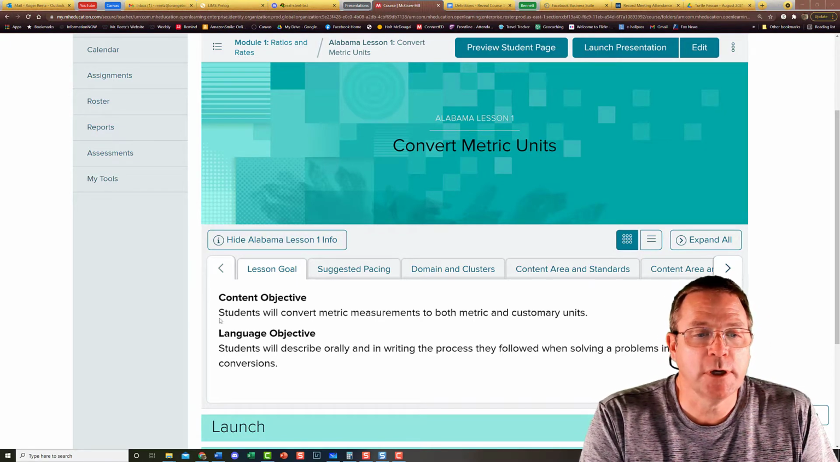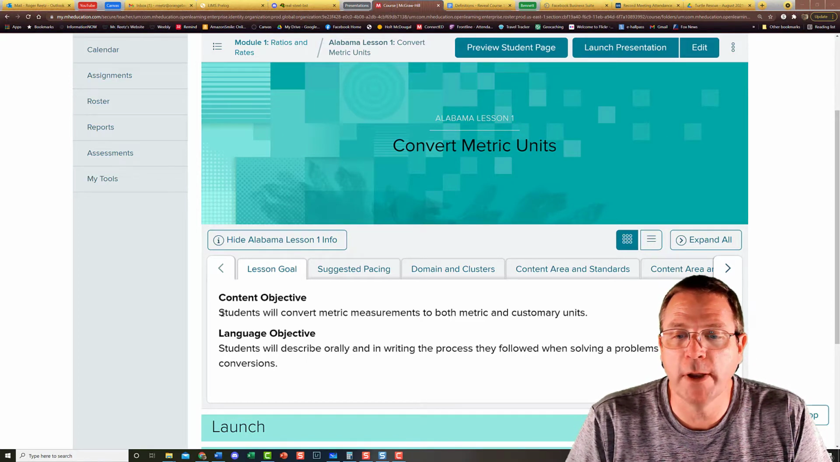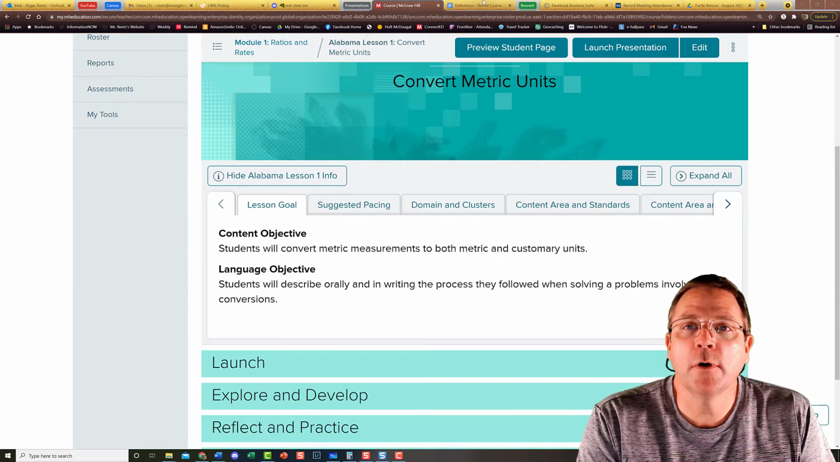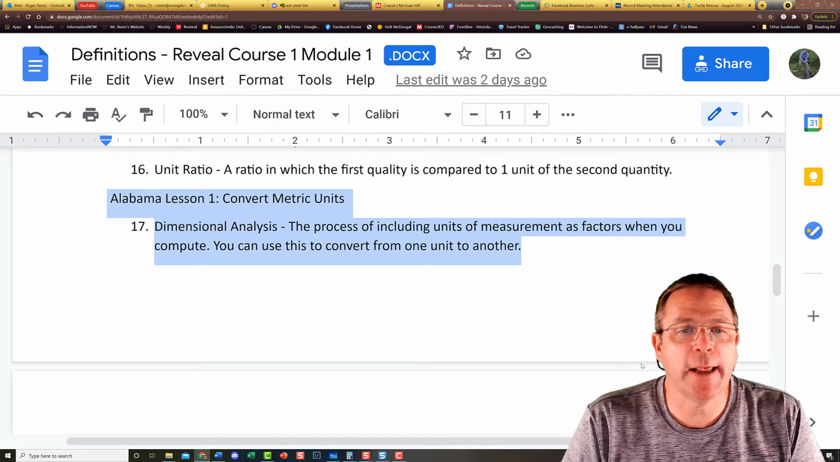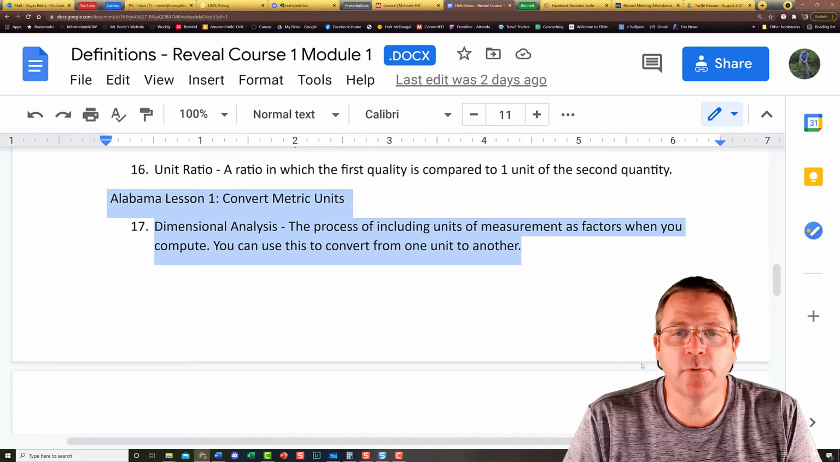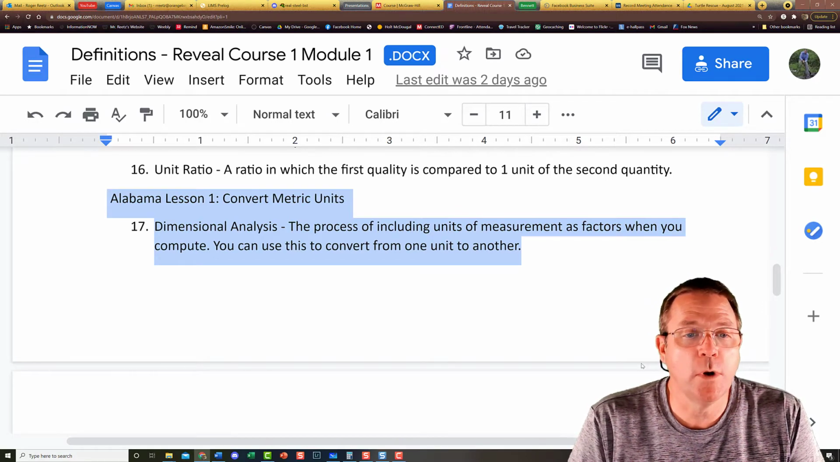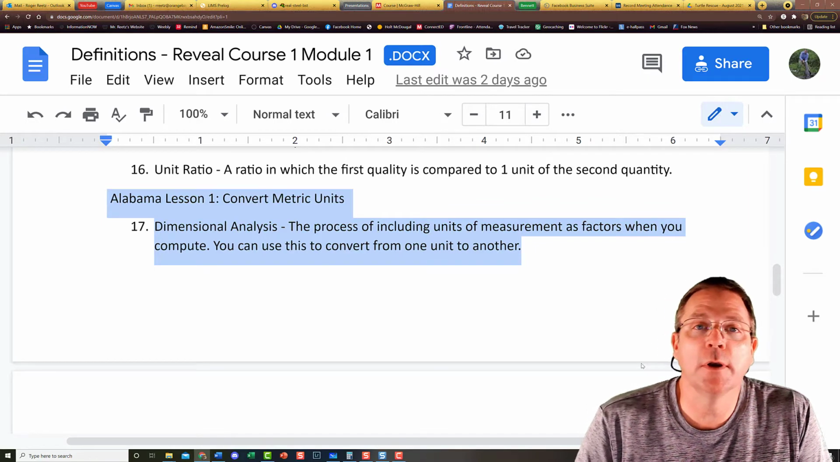You can see our objectives today. Students will convert metric measurements to both metric and customary units. Now going from one to the other, that gets pretty interesting. And we have got one new vocabulary term to go with that one, and it is dimensional analysis. This is defined as a process of including units of measure as factors when you compute. You can use this to convert from one unit to another.